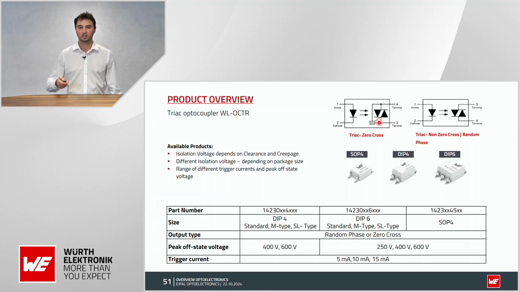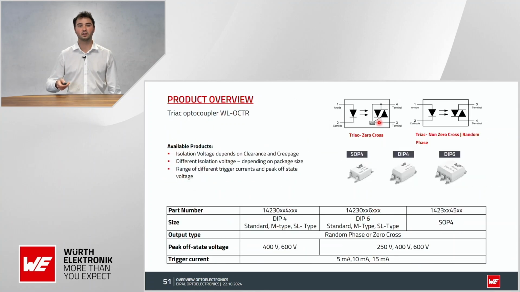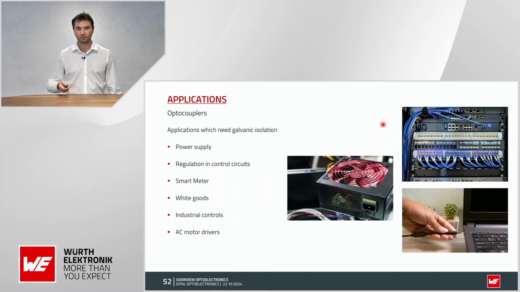So this is a little bit of a contrast to the Darlington and phototransistor. There, if you increase the current a little bit, then the output current also increases a little bit. But for the Triac optocoupler, the main difference is that once you pass this trigger current, the output is completely on. As mentioned, you can have the optocouplers in many different applications: in every power supply, regulation controls, circuits, industrial controls, AC motor drivers. You need this in almost every electronic circuit.